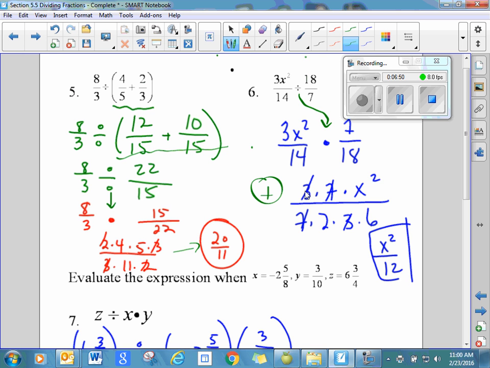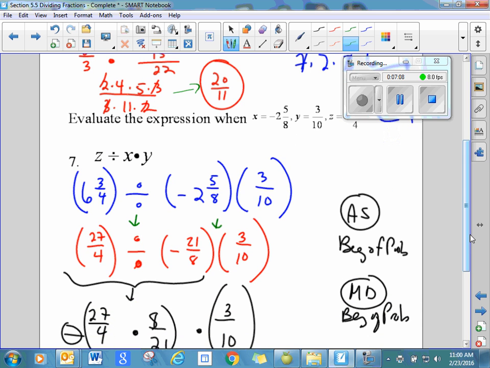Numbers, constants come to the front, variables to the rear of the bus. 3 times 7, 14 on the bottom, 7 times 2, and 18, 3 times 6. Lots of stuff cancels. I love it. All that's left is the x squared in the numerator and 6 times 2, 12 in the denominator.